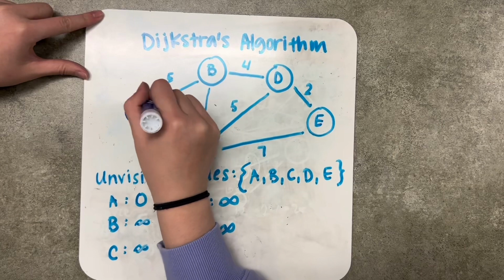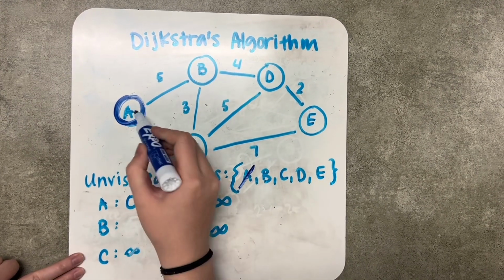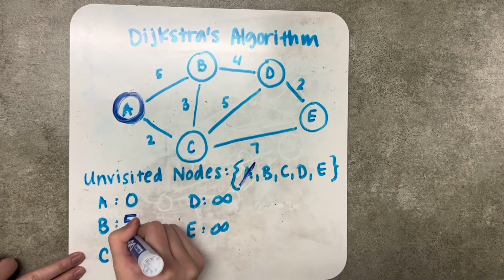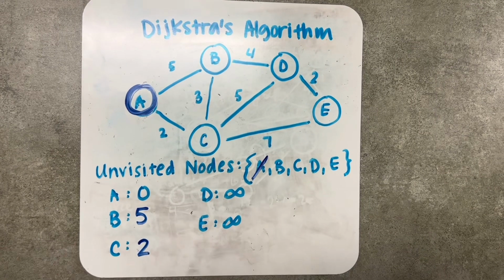First, we get A, which is the source node, and mark it as visited. Then we enqueue the adjacent nodes of A, which are B and C, and update the distances. To B, it is 5. To C, it is 2.